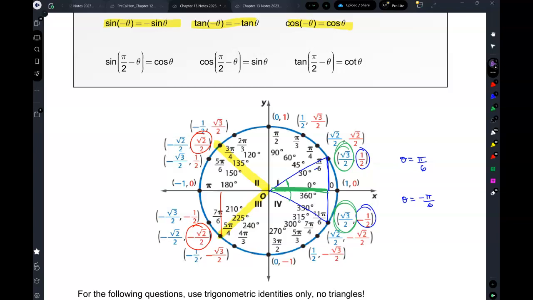Here's a question for you. After that, color by numbers situation. What's the sine of 30 degrees? 1/2.